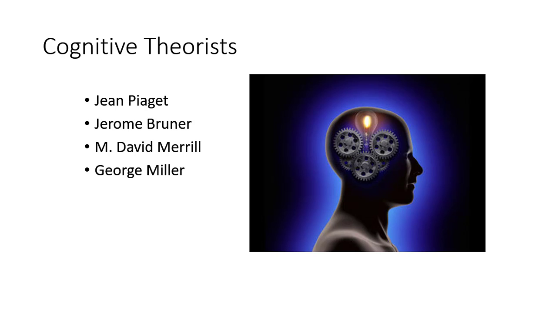Now, some of the key cognitive theorists, Jean Piaget. Now, Piaget is actually kind of known as a constructivist theorist, but he actually contributed quite a bit with respect to symbolization of abstract concepts, and he's contributed considerably to cognitive theory. Jerome Bruner, more contemporarily. David Merrill, much more contemporary. And George Miller. So these are all names that are associated with this idea of cognitive learning theory.